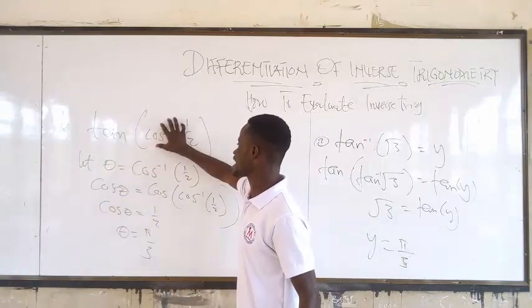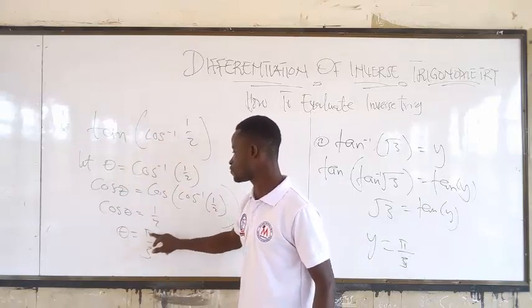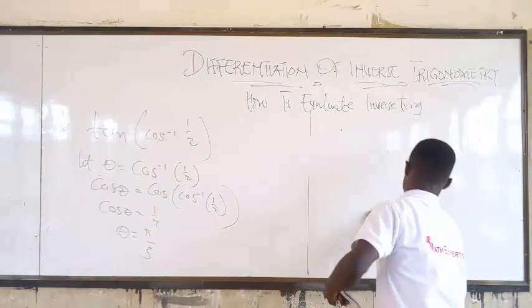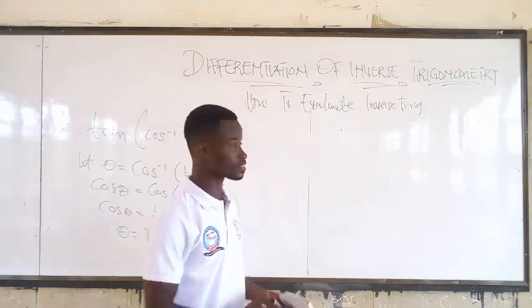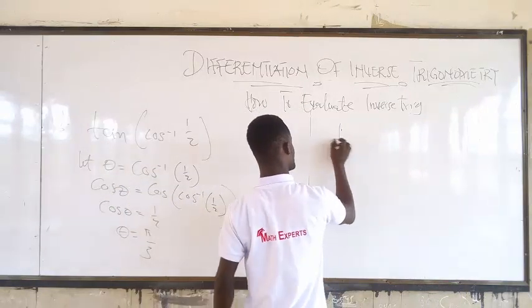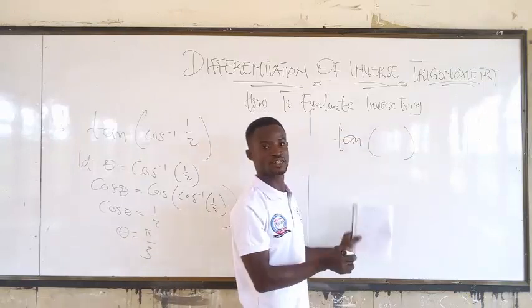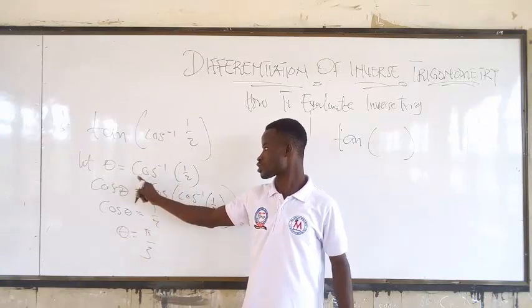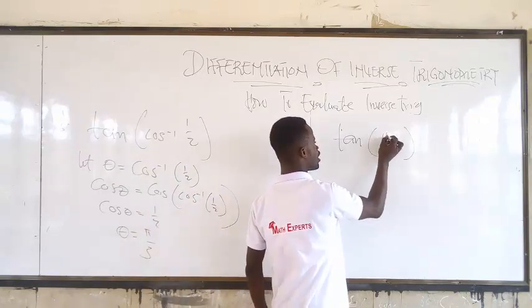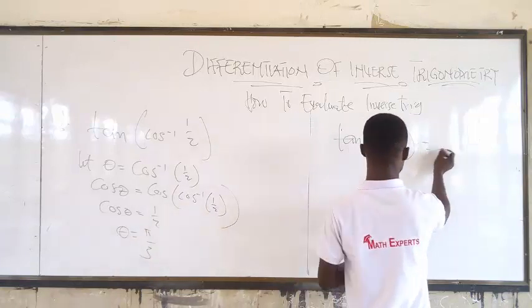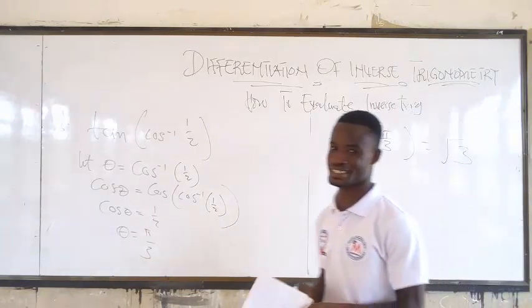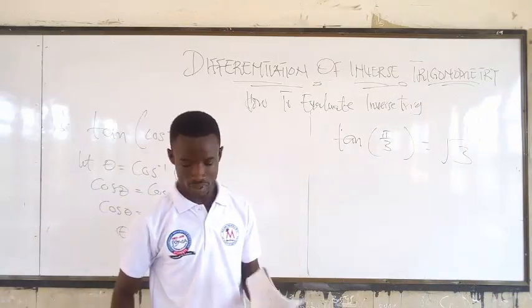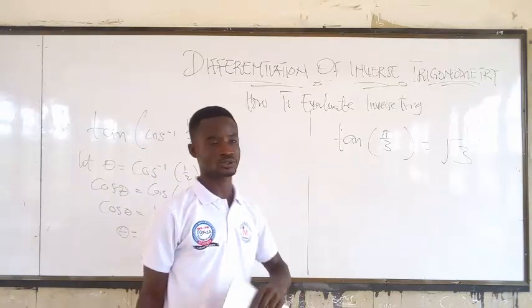Now we have set the inside here to be equal to theta, and the result we are getting for theta is this. Then we can say that tan of theta, because we have set the inside here to be theta. If this theta is pi over 3, then here it is tan of pi over 3, and the result is going to be root 3. How you can see it? Wow, this is very nice. Alright, let's see one more.